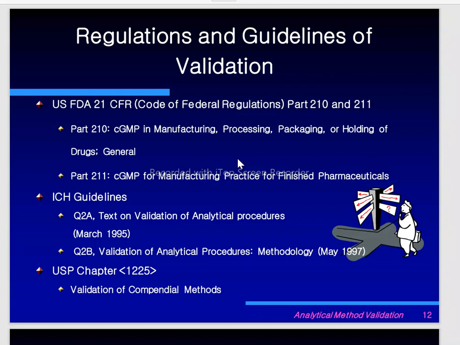Which guidelines in ICH give the steps about validation? Q2A, text on validation of analytical procedures, and Q2B, validation of analytical procedures: methodology. If you talk about the USP general chapter, chapter 1225 gives the validation of compendial methods. In USP chapter 1225 you can find all the details of the validation of compendial methods.